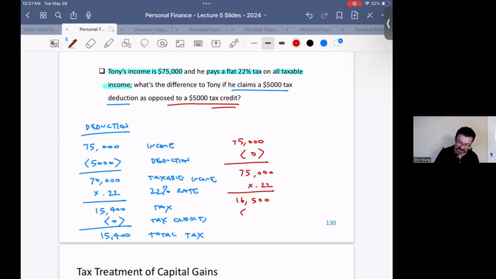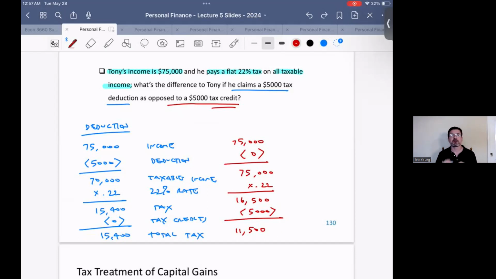But now he has credits of $5,000. Those credits reduce his tax burden. That's the key. Deductions reduce income. Credits reduce tax burden. In this case, when you subtract his credits, his total tax is $11,500. So clearly, it's preferable to take credits over deductions. They're both good, but credits are better.